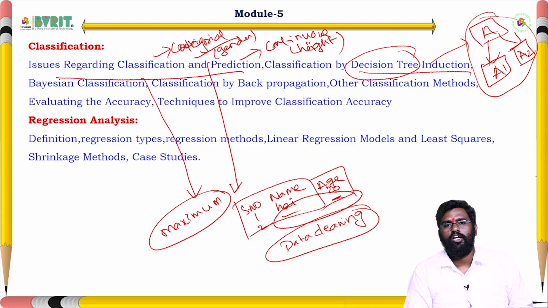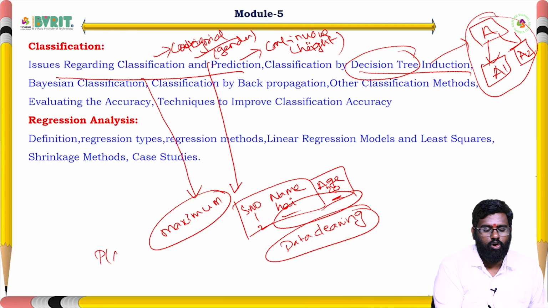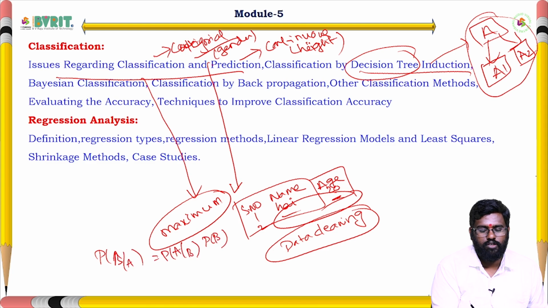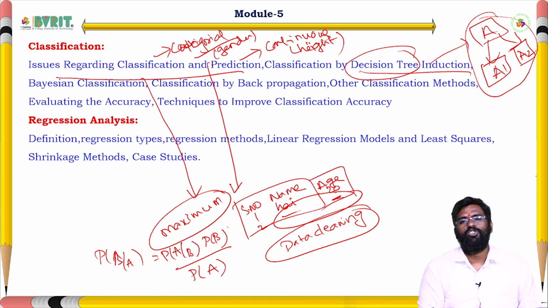Based on that, we have to identify by using Bayes theorem. Bayes theorem means P of B by A is equal to P of A by B into P of B by P of A, like this. This is the Bayes theorem. Based on the Bayes theorem, this Bayesian classification will work out.